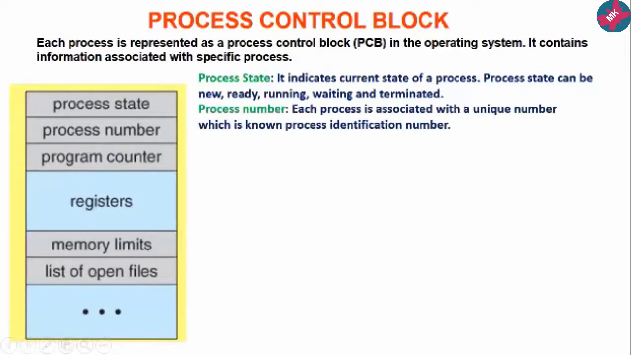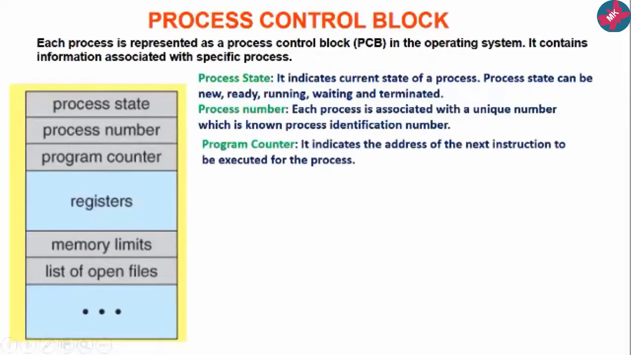The next section is process number. To identify a process uniquely, a process number is given to this particular process. The next section is program counter. It contains the address of the next instruction to be executed.